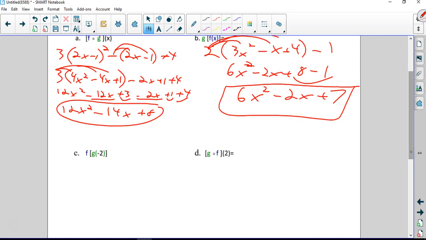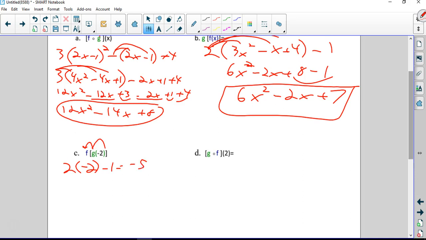Okay, just like on the first page, we're going to take the negative 2, put it into g, and then take that answer and put it into f. So first off, I'm going to do 2 times negative 2 minus 1. I'm going to evaluate that. 2 times negative 2, I'm sorry, 2 times negative 2 is negative 4. Minus 1 is negative 5.